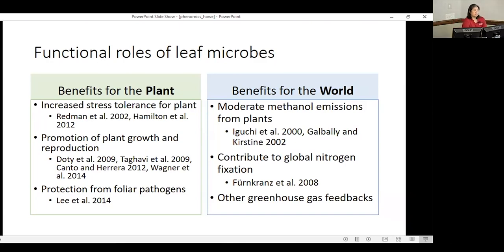Microbes that live on the leaves can confer benefits for the plants. In other plants, not necessarily the perennials we're studying, we know they increase stress tolerance, promote plant growth and reproduction, and protect from pathogens. Extending these impacts more broadly, these benefits can convert to moderating methanol emissions, contributing to global nitrogen fixation, and minimizing other greenhouse gas feedbacks.